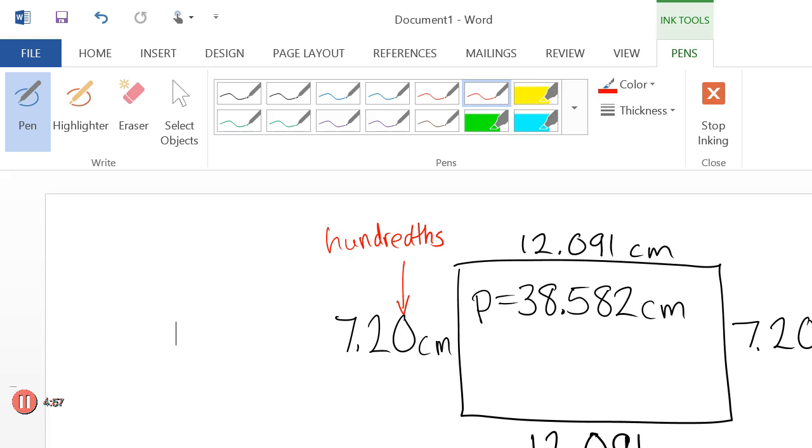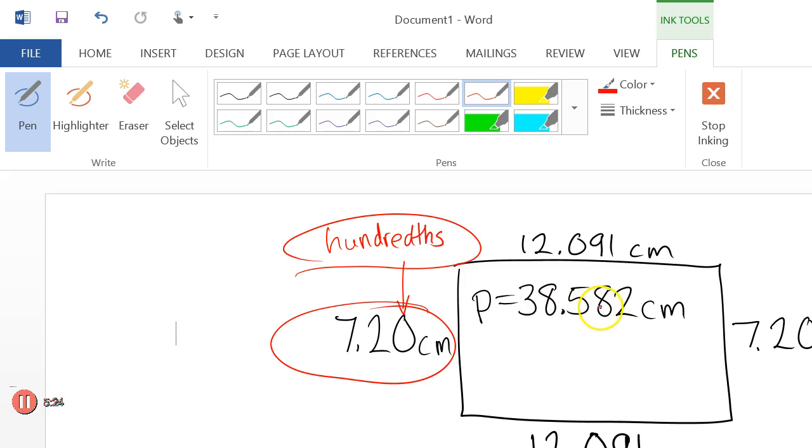So you want to say, well, which one's better, which one's worse? A really, really good measurement goes way, way far out to the right and has lots of exactness. Whereas a measurement that's not as good does not go as far out. So in this case, the 7.20 is not as good, and my answer has to round to the hundredths place. In other words, in my 38.582, I have to round it after the hundredths place. Since I'm cutting off a 2, the 8 stays as an 8.